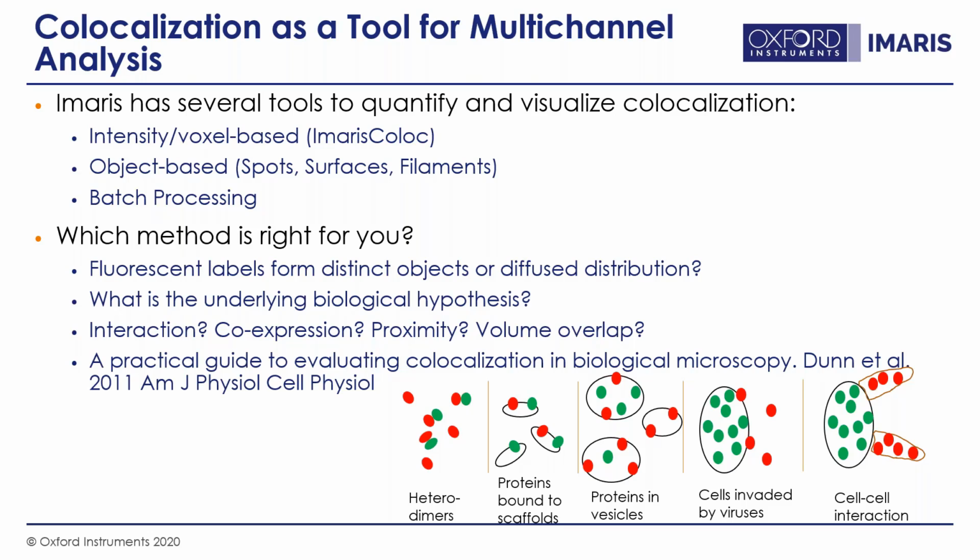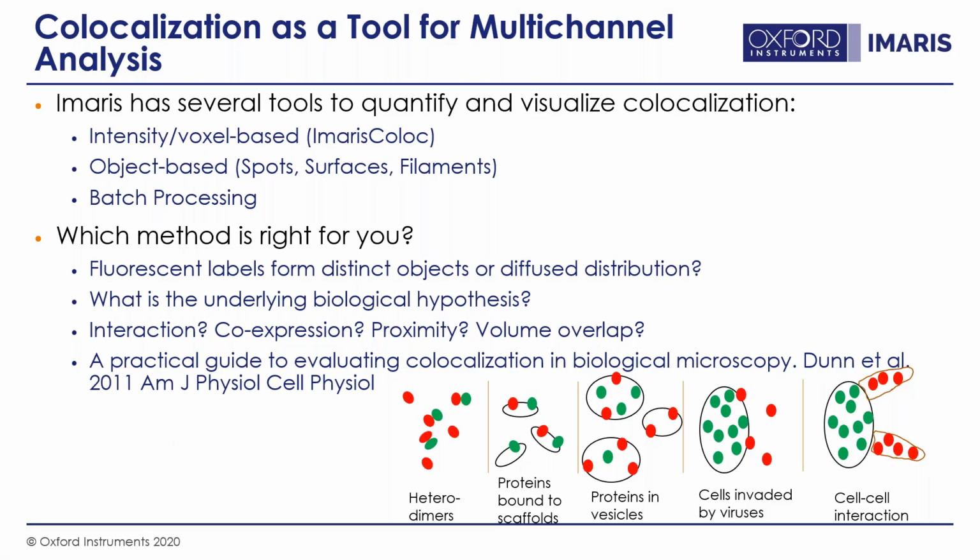Is one a dendrite and another a receptor? What is it? Because it's really going to depend on what the actual experiment is and what model of co-localization is going to be best to answer the questions that you're trying to answer. Is there an interaction? Is there a co-expression on the same structure?